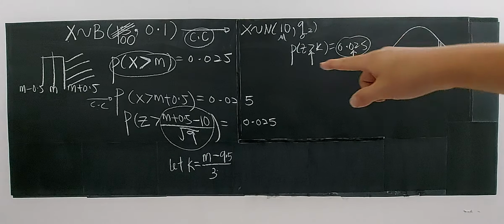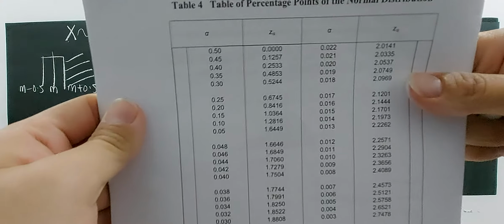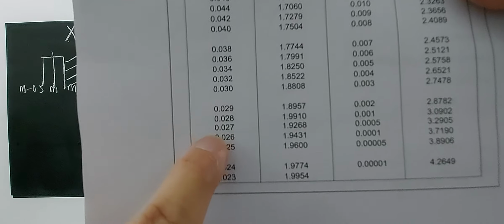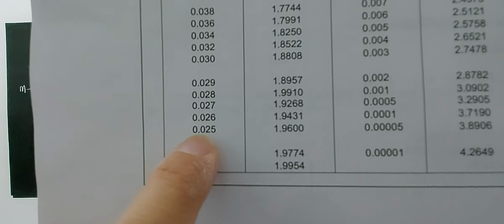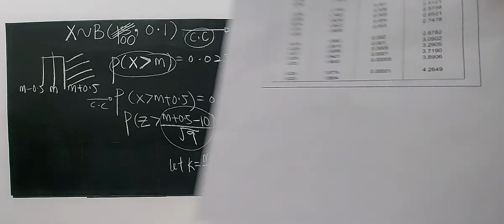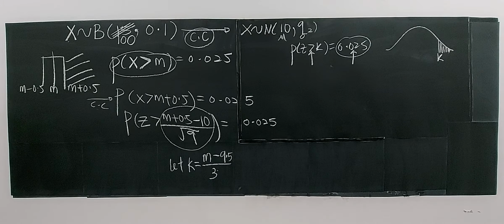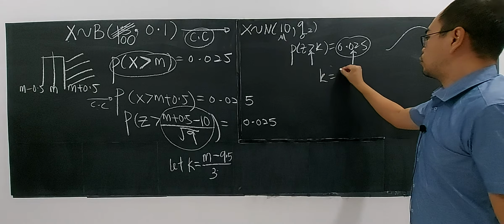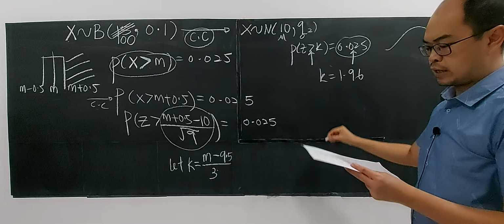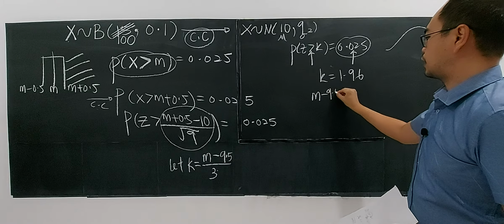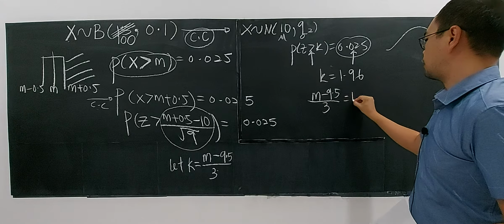Of course, 0.025 is quite a beautiful number. You can use table 4. Is there a value 0.025? Oh yes, there is. So what is the score z here? It's 1.96. So the value of k will be 1.96. The k refers to m minus 9.5 divided by 3, which equals 1.96.